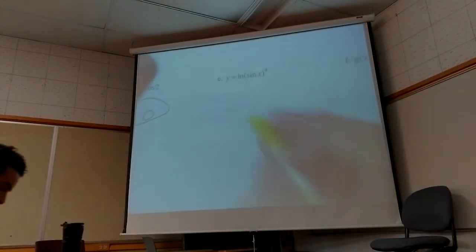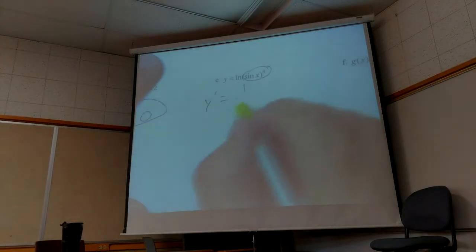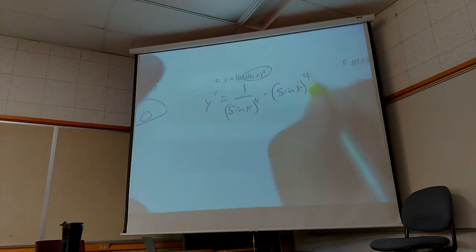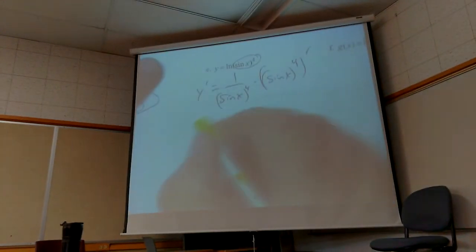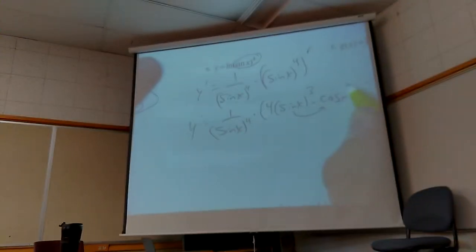Now this one I'm going to do two ways. I told a lot of you guys the shortcut is based on what I wrote up on the board. Now if you don't do the shortcut, when you do this derivative, what's the inside function? Sine x to the 4th. So the derivative of ln of something is 1 over that something, and then I have to multiply by the derivative of the something, right? 1 over sine x to the 4th. What's the derivative of sine x to the 4th? 4 sine x to the 3rd times cosine x. Good, derivative of the inside.